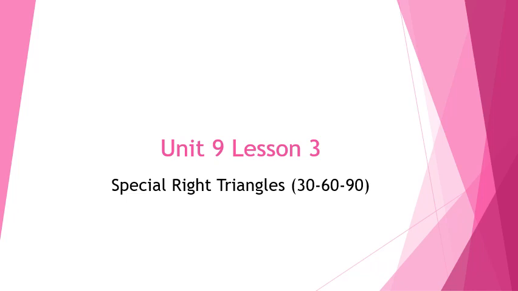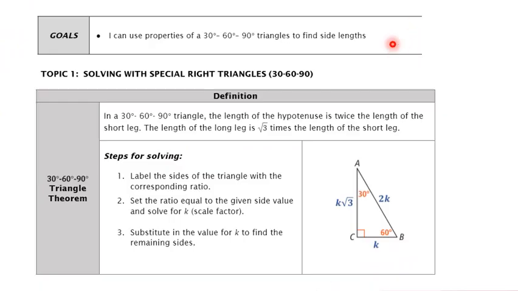This is the video for Unit 9, Lesson 3, Special Right Triangles, 30-60-90 triangles. The goal is going to be to use properties of 30-60-90 triangles to find side lengths. So this is actually very similar to what we did with 45-45-90. The only thing that's different is the ratios for the triangle.